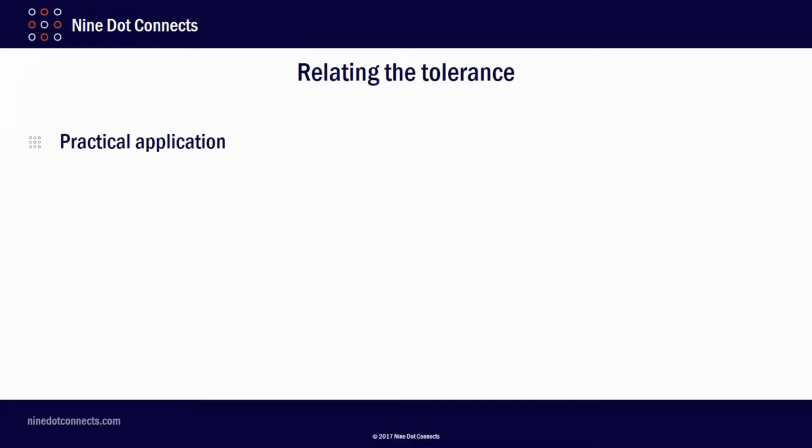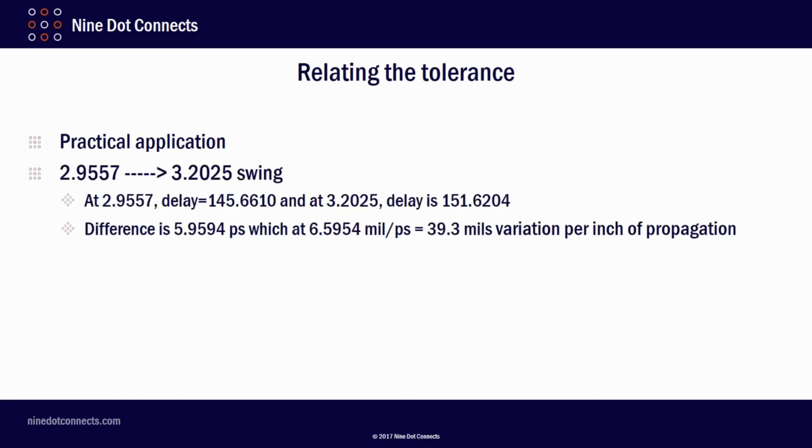Interesting. So let's relate the tolerance that we showed earlier from the different tools and its practical application. If we look at the swing between the lowest number and the highest number, at 2.9557, that delay relates to 145 picoseconds. And at the 3.2025, the delay is 151 picoseconds. That difference is 5.9594 picoseconds, which at the rate of 6.6 basically mils per picosecond, means there's a 39.3 mil length variation in that propagation.